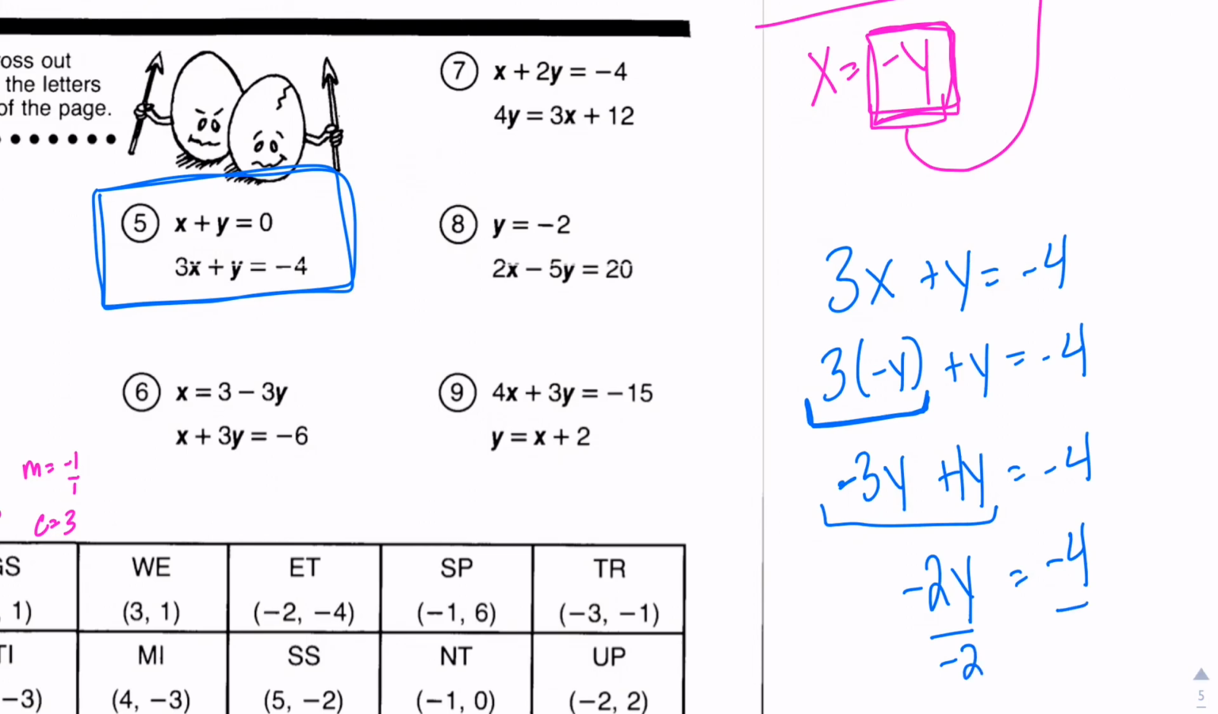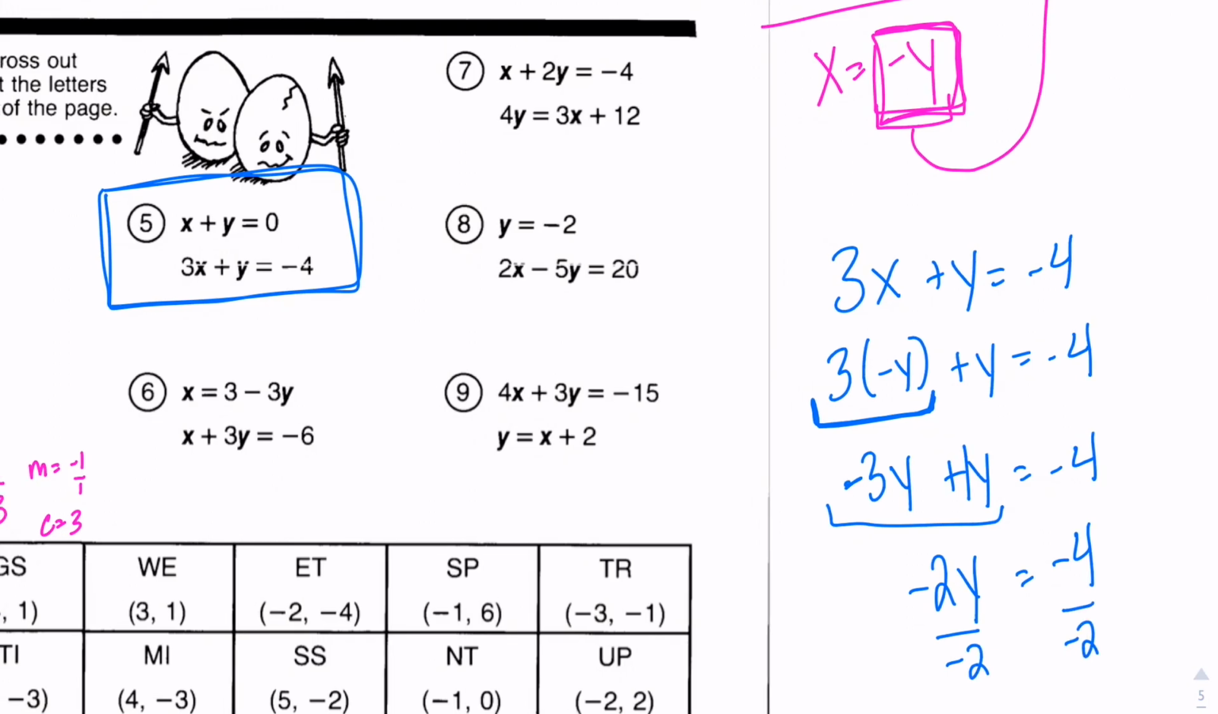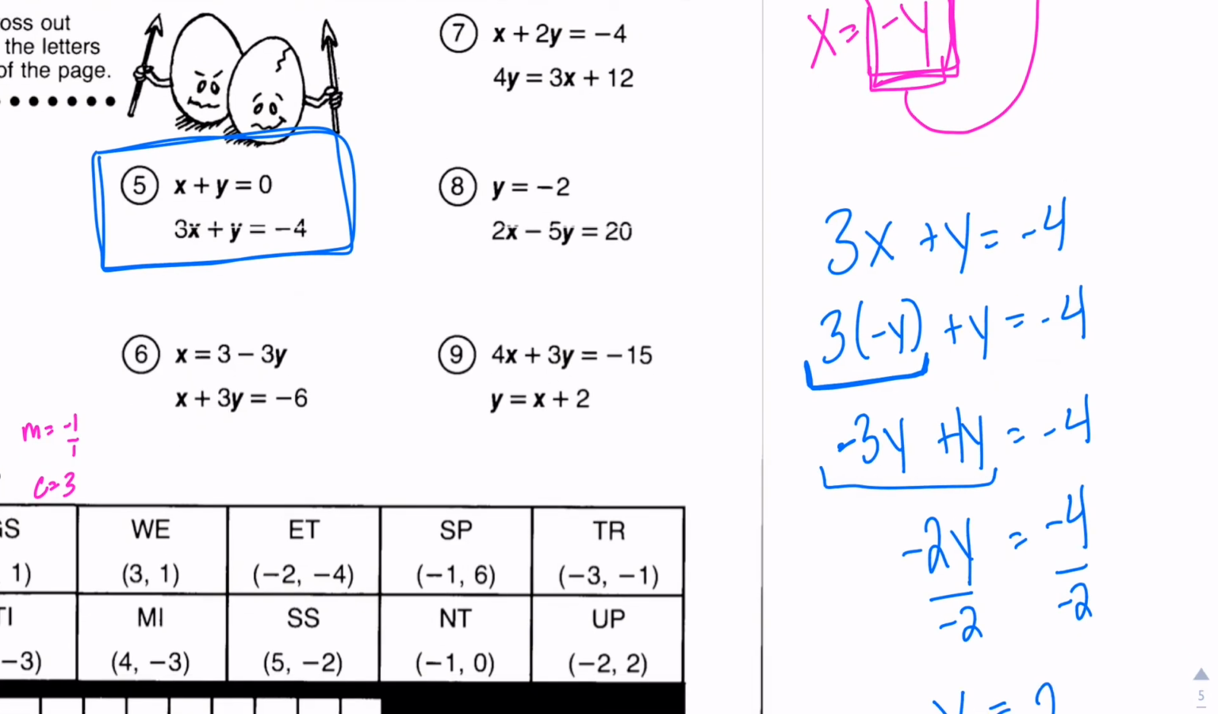Divide by -2, and you have figured out half of your answer. You've done a lot of the work. You've done more than half the work, but you figured out half of your answer. Because we're looking for the point they intersect. So -4 divided by -2 is +2.